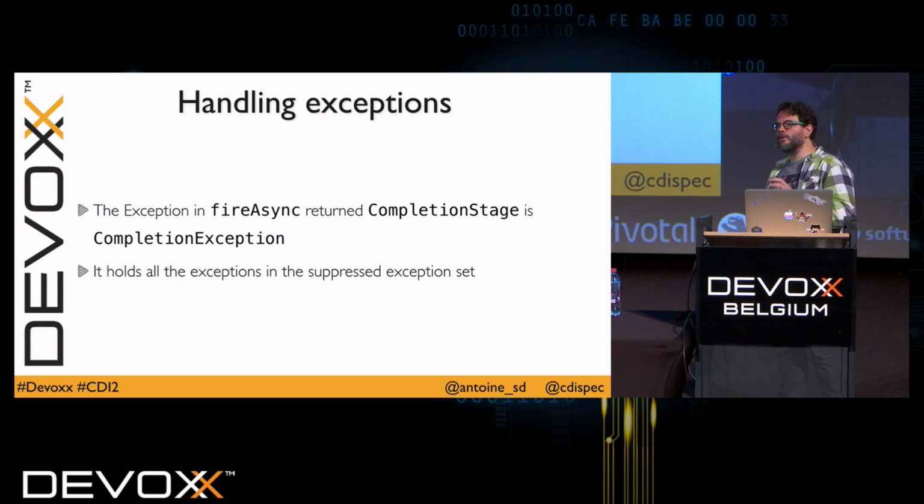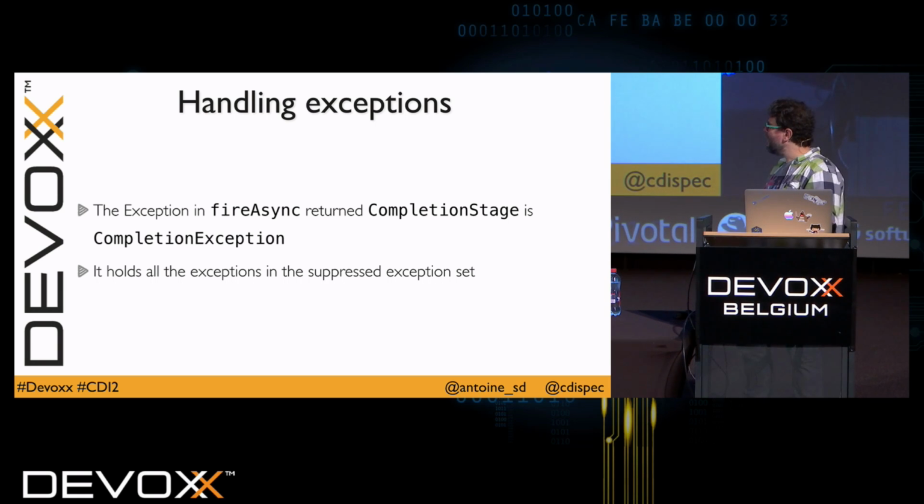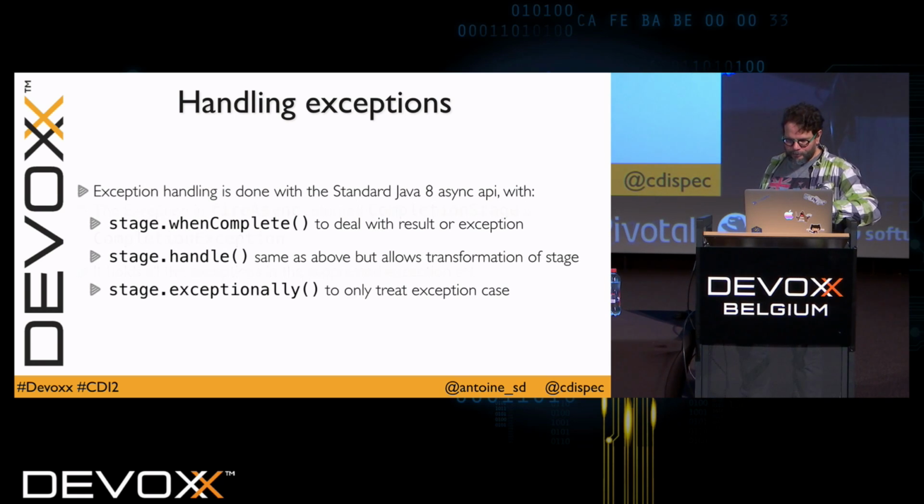So it will be listed as suppressed exceptions in this exception. So you will have a list of all the exceptions that occur during the async observer call. So you will have the solution to handle your exception. You can get the CompletionStage returned by a fireAsync. You can use the whenComplete to deal either with the results or the exception regarding what you are doing.